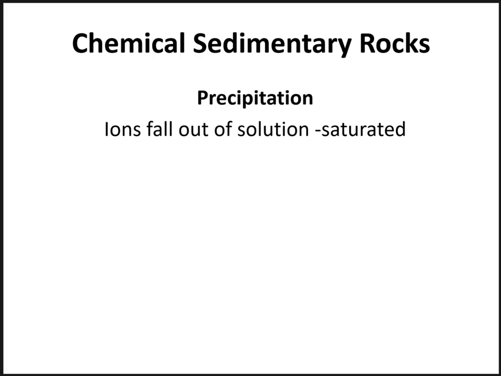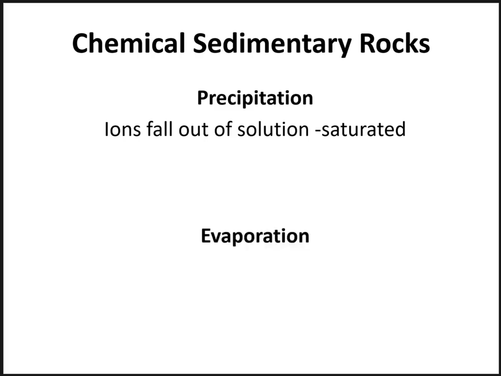is saturated. If there's too much of an ion trying to dissolve itself, eventually it will fall to the bottom of a lake, a stream, or an ocean, for example. Eventually, all those ions will crystallize into rock, and that is what is called a precipitation. And those rocks that are formed are called precipitates.